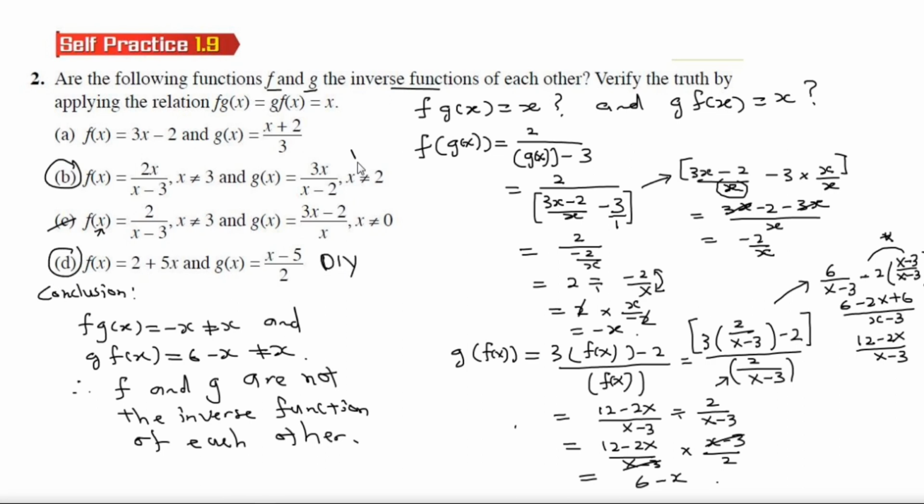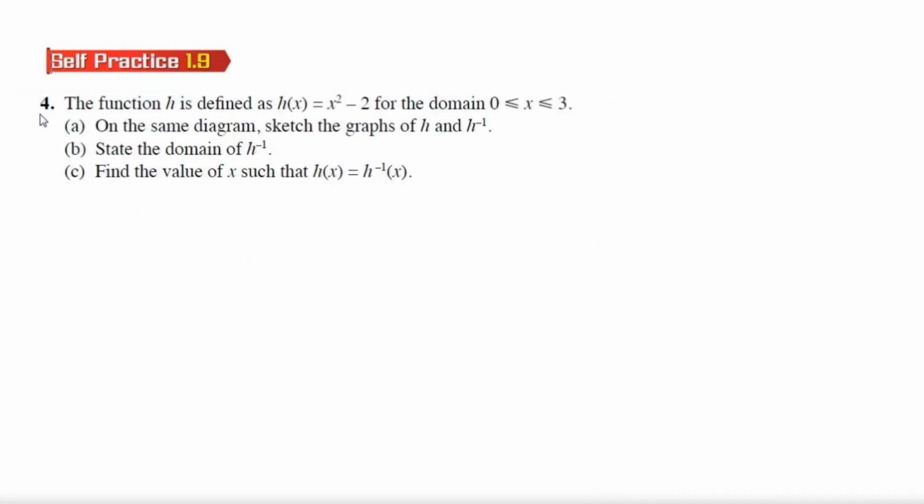Do it yourself. Do it now. You can do it. Let's proceed to question number 4. The function h is defined as h(x) equals x squared minus 2 for the domain x from 0 to 3. So A, on the same diagram, sketch the graphs of h and h inverse, state the domain of h inverse, and then find the value of x such that h(x) is equal to h inverse(x).